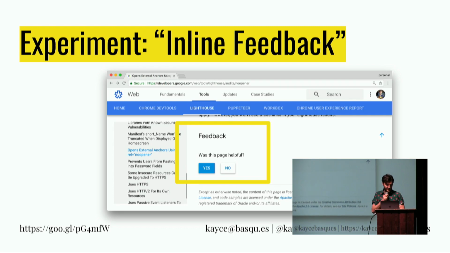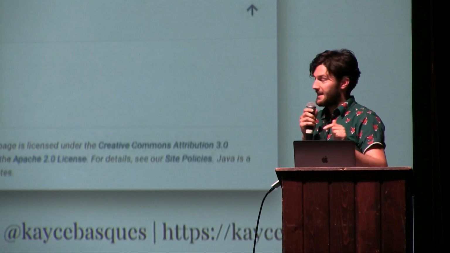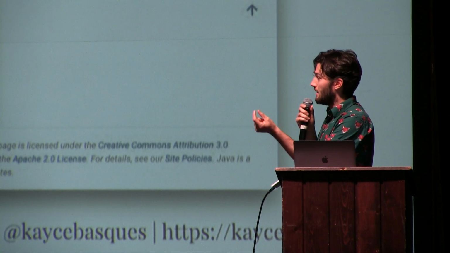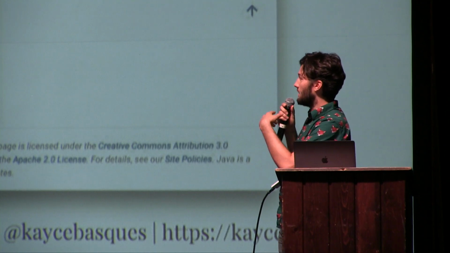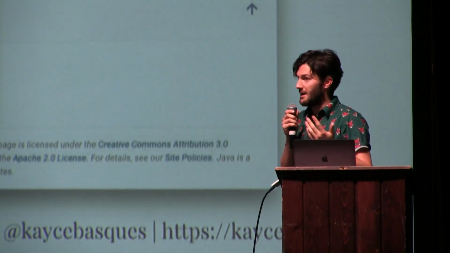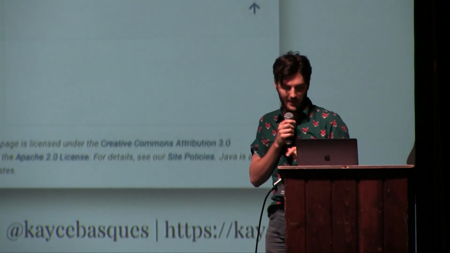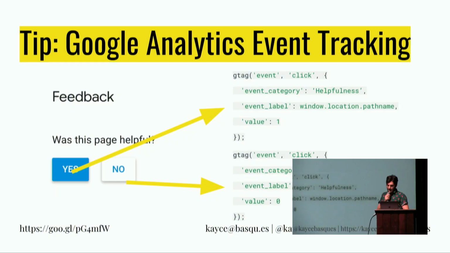The cool thing is, I had experimentation in mind, so I can change the text of the question if I want. I can change the option text. I can put as many options as I want. I can put it wherever I want in the doc. So I'm looking forward to doing a lot of experiments around this topic. A tip for building this infrastructure is Google Analytics event tracking. It's really easy to track this data.